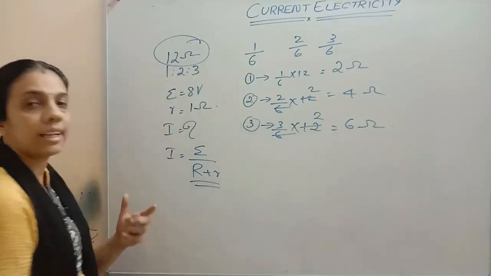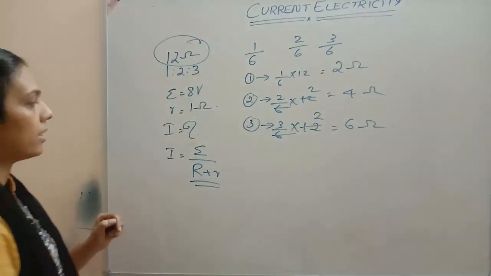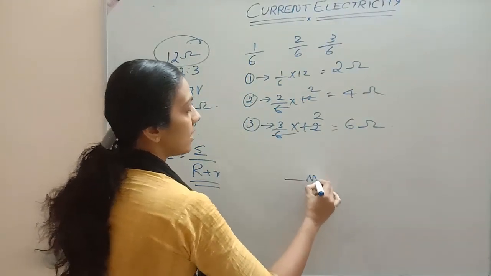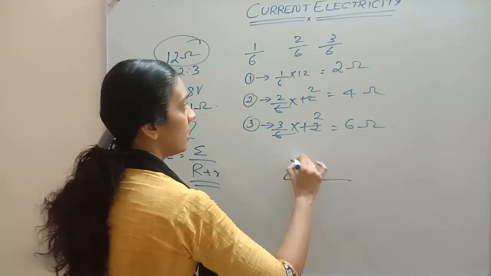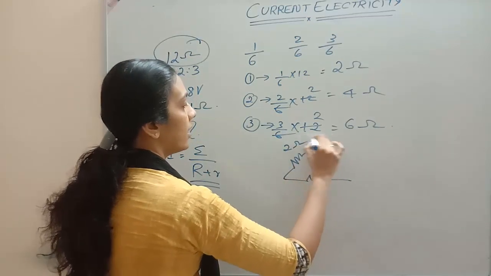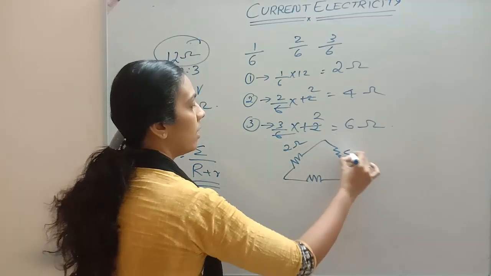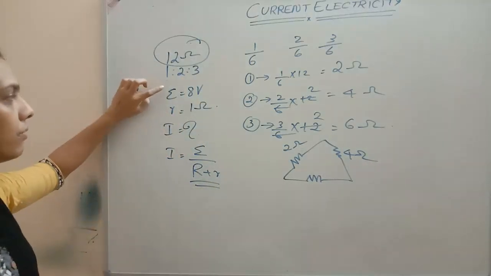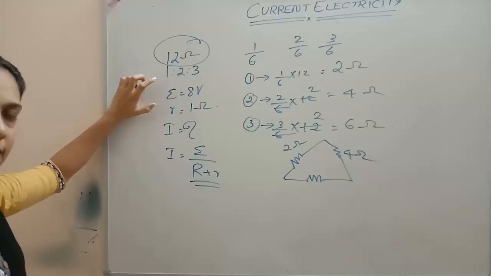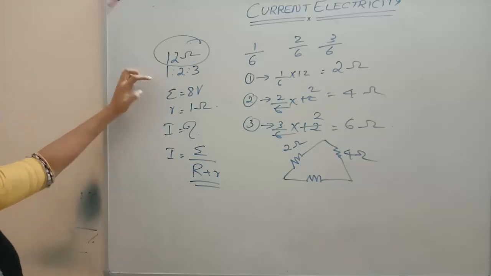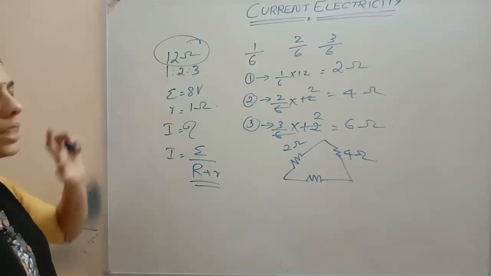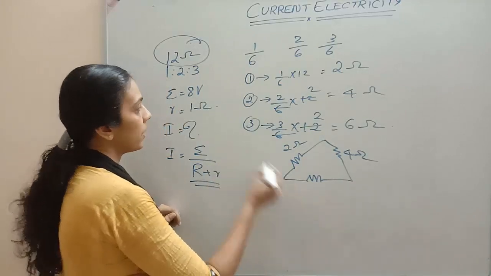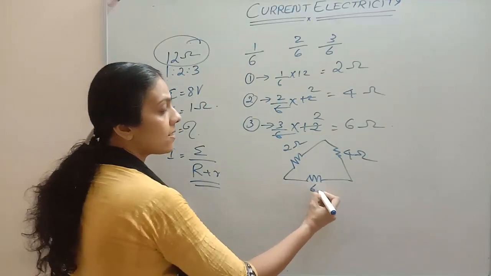So they are arranged in a triangular manner, right? See here, 6 ohm, and this one 2 ohm, and here it is 4 ohm. Now I have arranged it as a triangle, and this is connected with a cell having an EMF of 8 volt and internal resistance 1 ohm. Where will it be connected? It will be connected across the highest resistance.